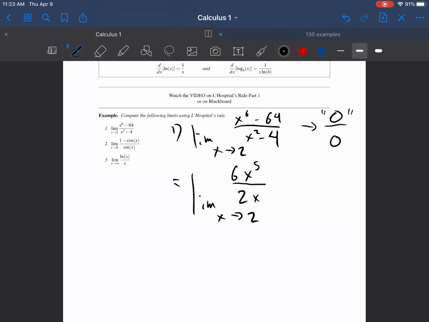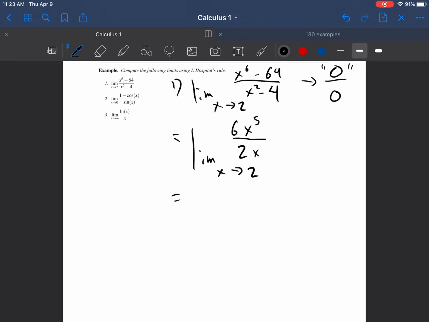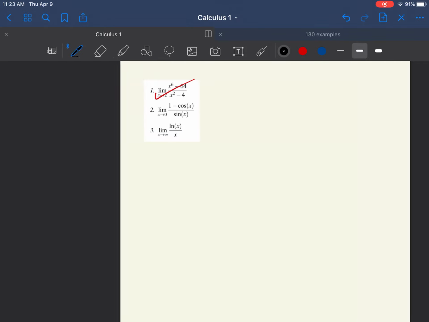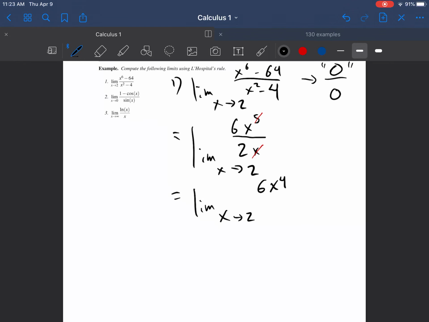Okay, so let's simplify a tiny bit so that we can try to take this limit. This is the limit as x goes to 2. I'm just going to cancel an x, so I can cut this down by 1 and then cancel this out. So I'm left with 6x to the 4th over 2. And then cancel out that 2 in the denominator, so I'm left with the limit as x goes to 2 of 3x to the 4th.